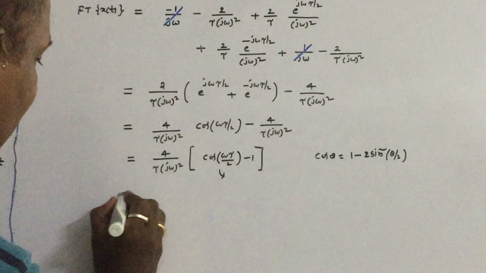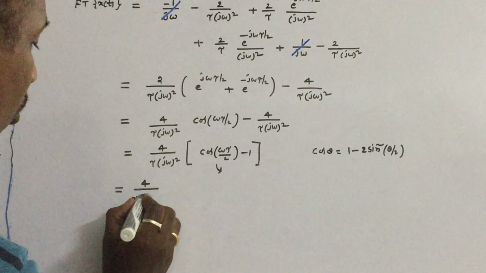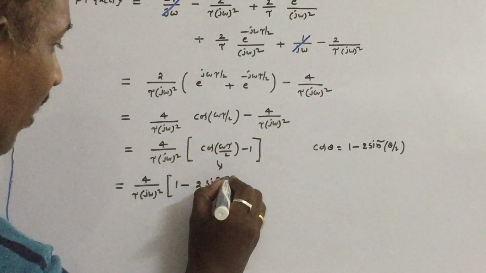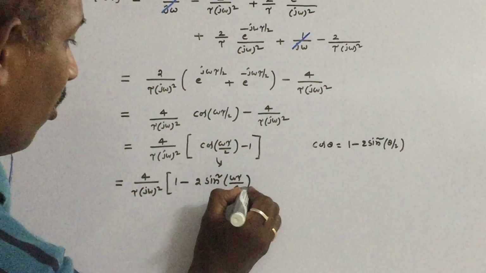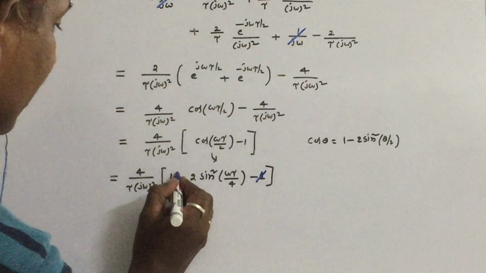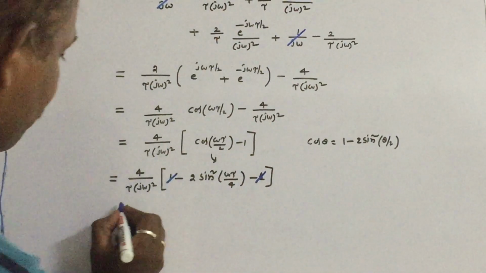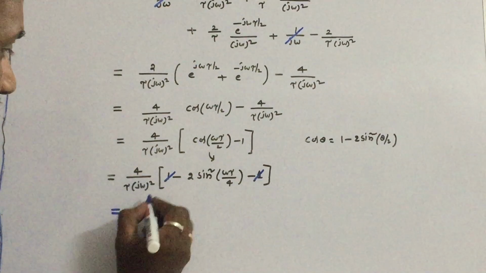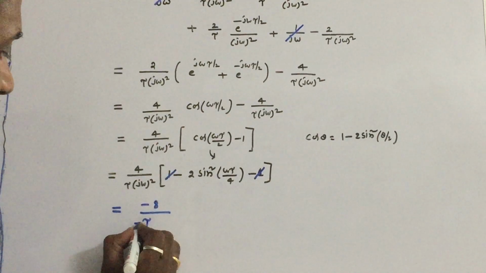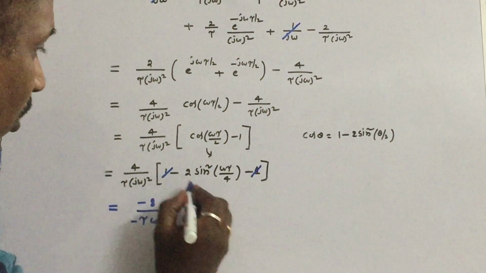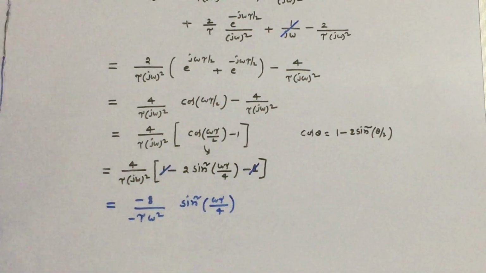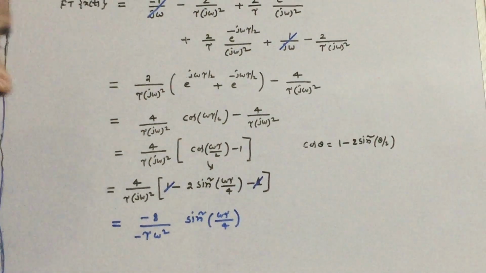Therefore we can write this term 4 by tau j omega square is equal to, this term is written as 1 minus 2 sine square omega tau by 4 minus 1. So cancel out this term and this term. Cancel out this term and this term. So we finally get minus 8 by tau j square minus 1, which is written as minus omega square, sine square omega tau by 4. You can see that the minus sign gets cancelled out.